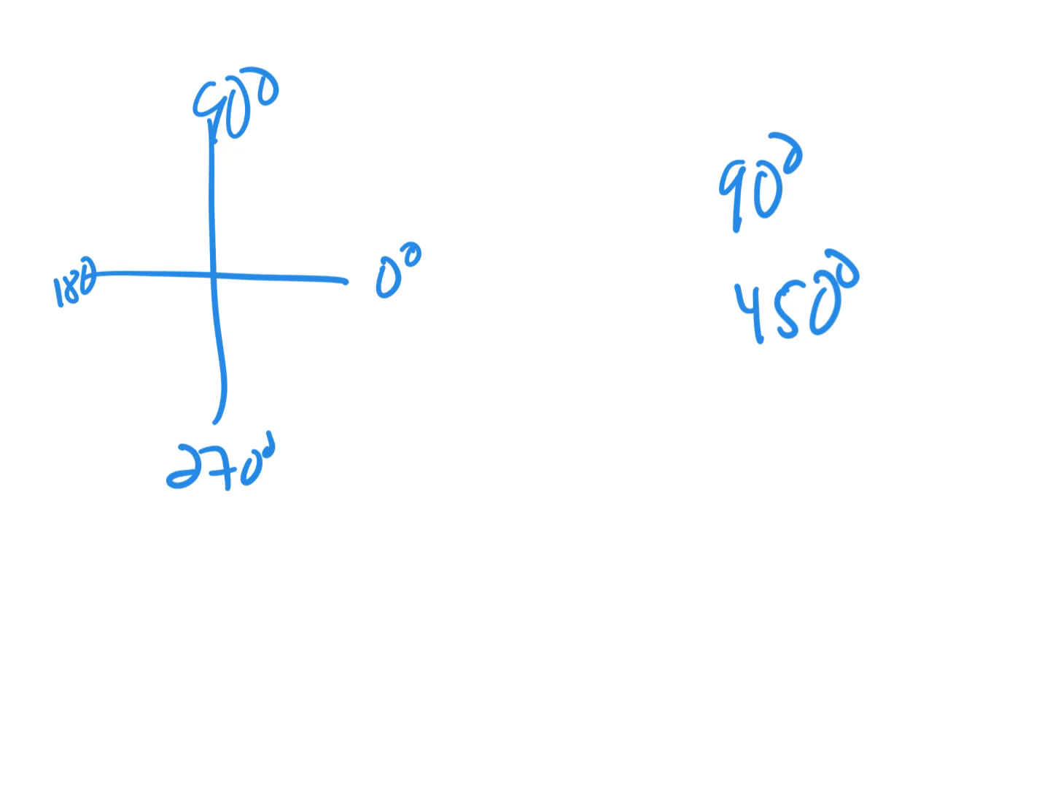Okay, so anytime you have an angular rotation and it lands on one of the axes, that's a quadrantal angle. So 90 degrees is a quadrantal angle, 180 degrees is a quadrantal angle, 270 is a quadrantal angle, negative 270 is a quadrantal angle. How about 450?